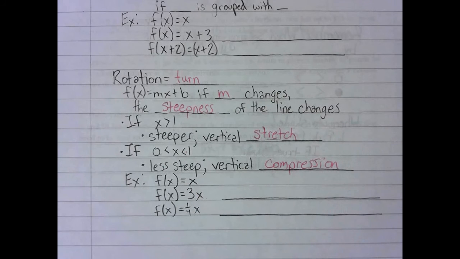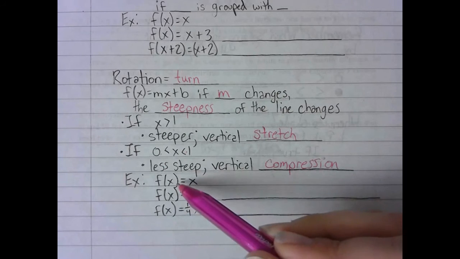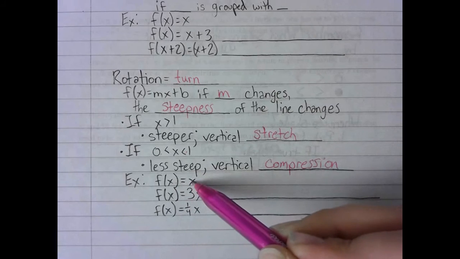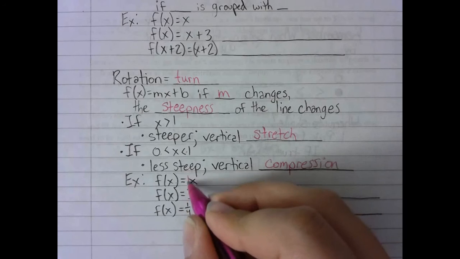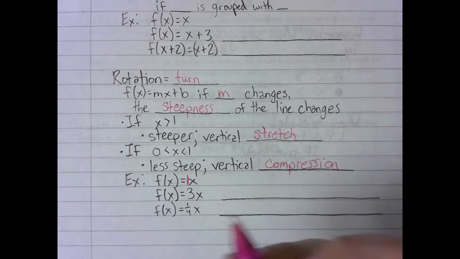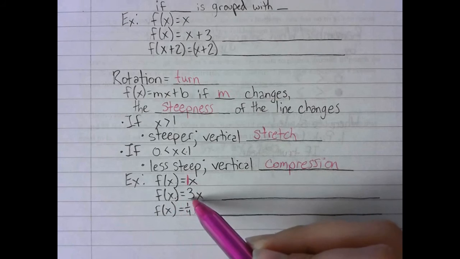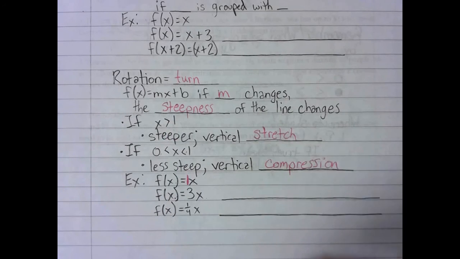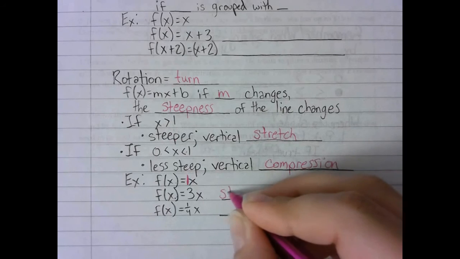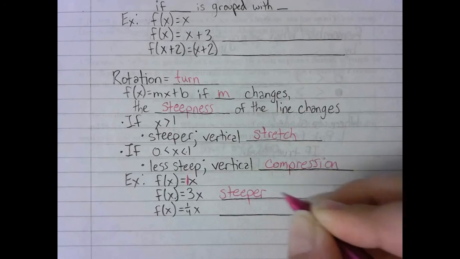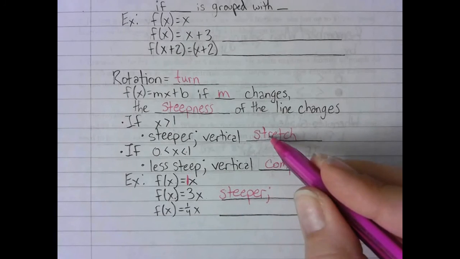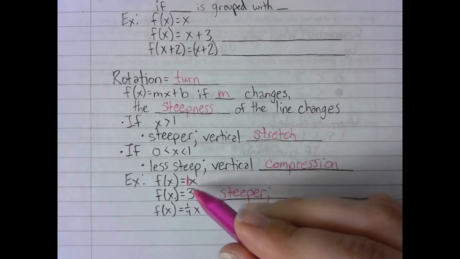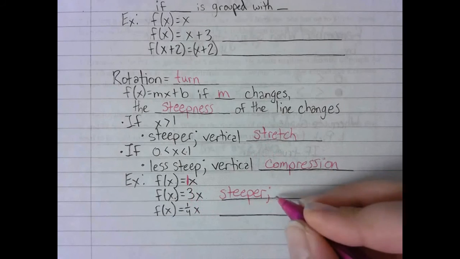So here's what I mean. Here's an example. Let's start with a parent function of f of x equals x. Okay? Remember that x really has a slope of 1. That's really 1x. Well, to get to f of x equals 3x, I multiplied by 3. 3 is greater than 1. So that means I'm going to end up with a line that's steeper. So that means we have a vertical stretch, and it's going to be, again, since I multiplied by 3, a vertical stretch of 3.